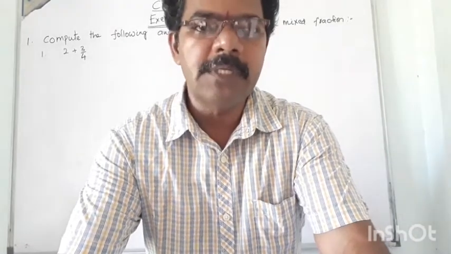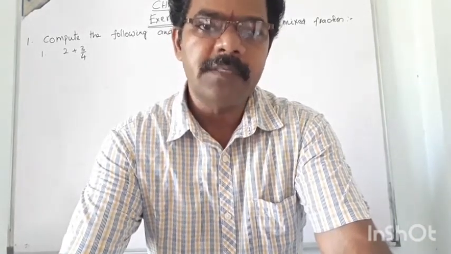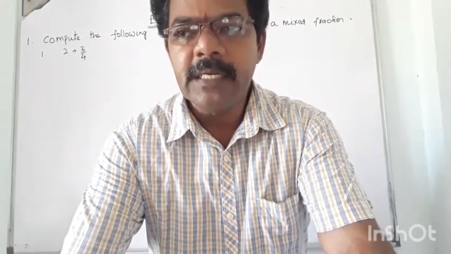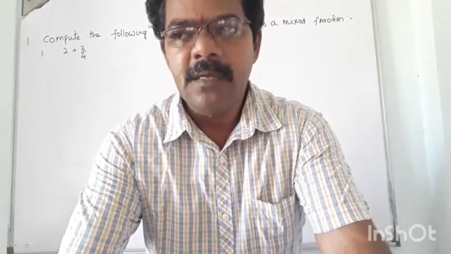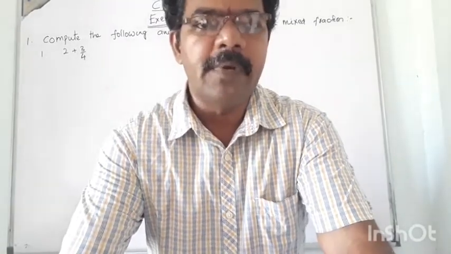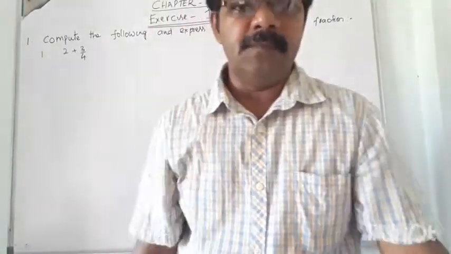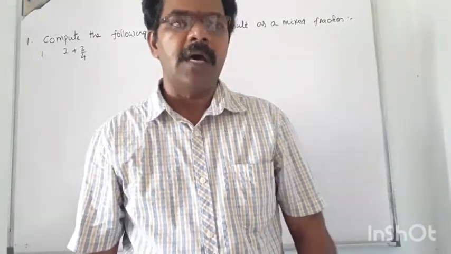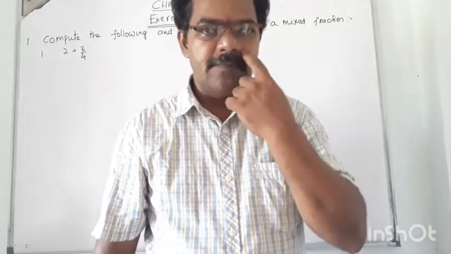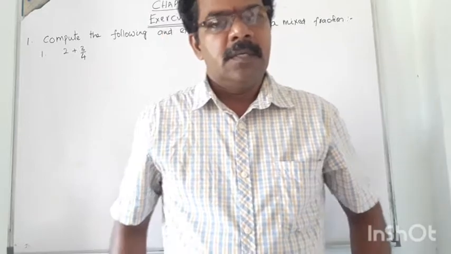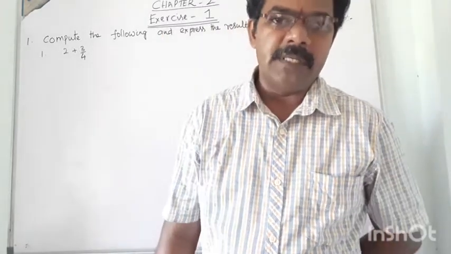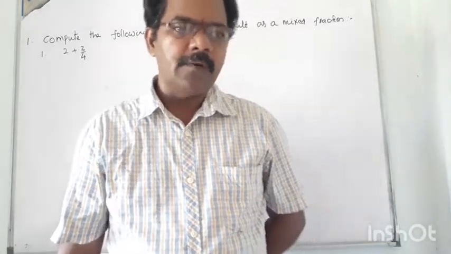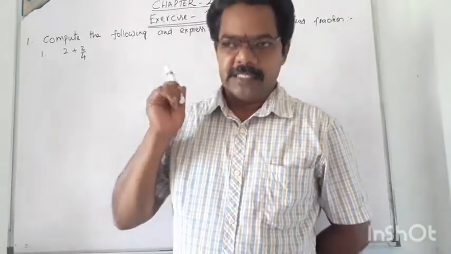So proper fraction, we already discussed. What is the meaning of proper fraction? In a proper fraction, the numerator is lesser than the denominator, and all proper fractions are less than 1. Its value is less than 1. That means 4 by 5, 6 by 7, like this. Already in the previous video we discussed. Now we are going to discuss this exercise 1.